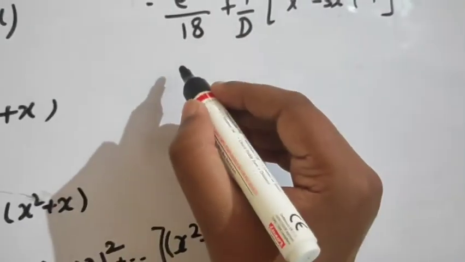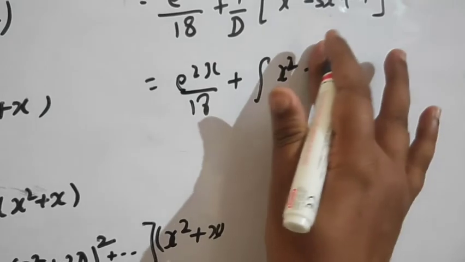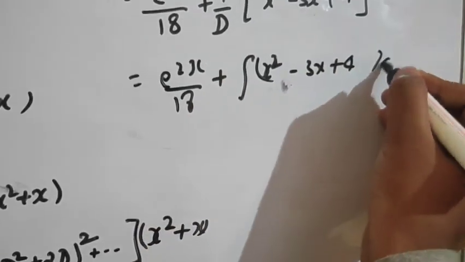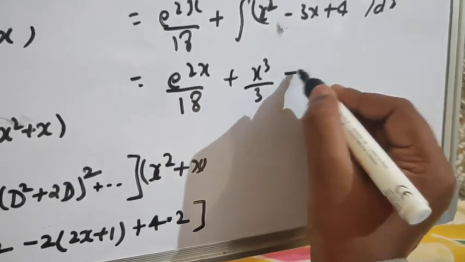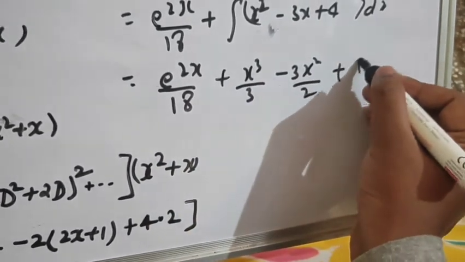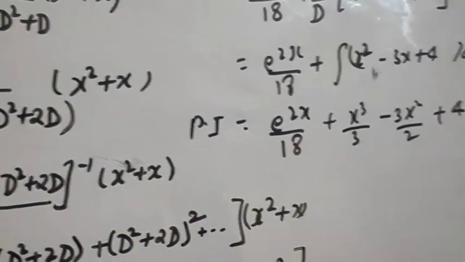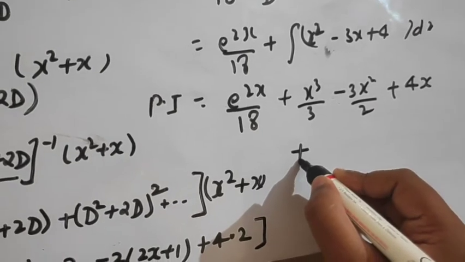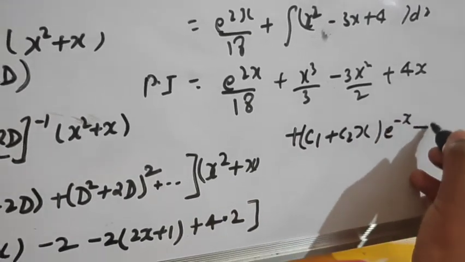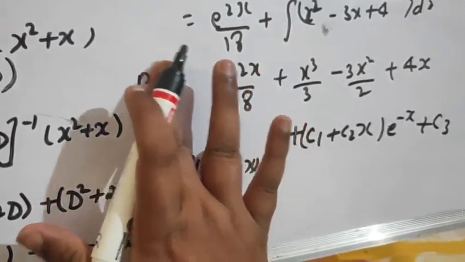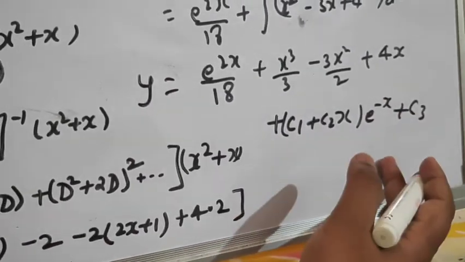Now 1 by d, that means integration. So e power 2x divided by 18 plus integral of x square minus 3x plus 4 with respect to x. So this is e power 2x divided by 18 plus x cube by 3 minus 3x square by 2 plus 4x. This is your particular integral. And if you add with this your complementary function, which was c1 plus c2x multiplied by e power minus x plus c3. So this was your particular integral, this portion. If you add this with the complementary function, you will get your final solution like this.